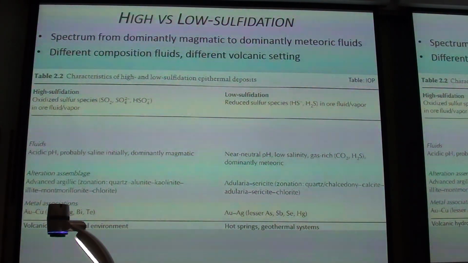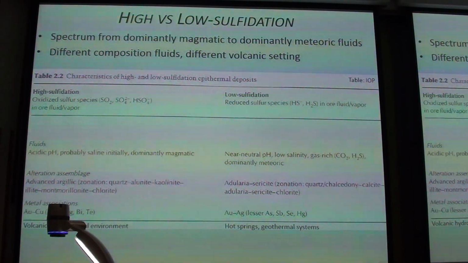And of course, there is a spectrum between these two members. Nothing in nature is black and white. So for instance, we have high sulfidation on the left, low sulfidation on the right. In one system, the fluids tend to be oxidizing, and in the other system, reduced or reducing.